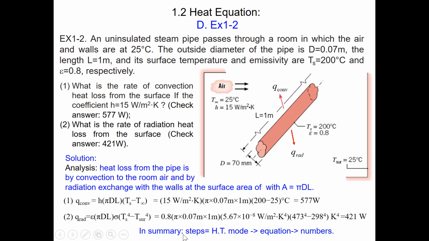In summary, this example showed you the steps. You start with identifying heat transfer mode, then select the proper equation, finally plug in numbers to get the answer. See you next time.